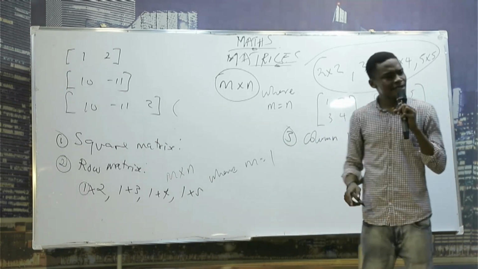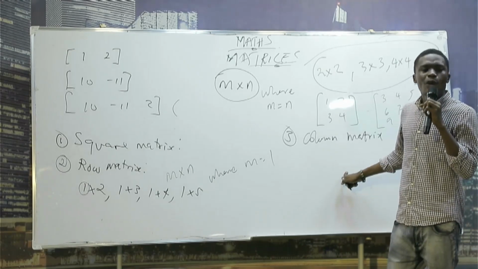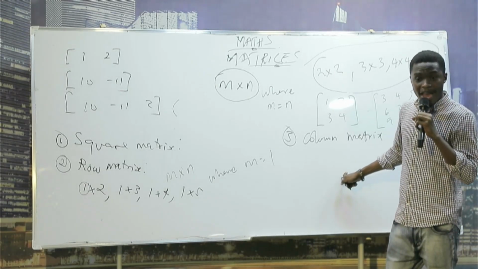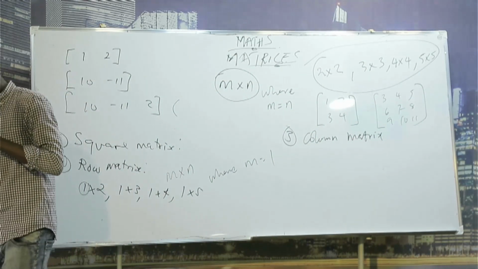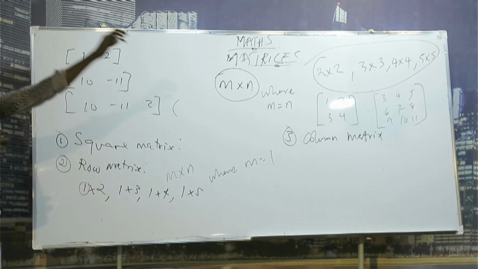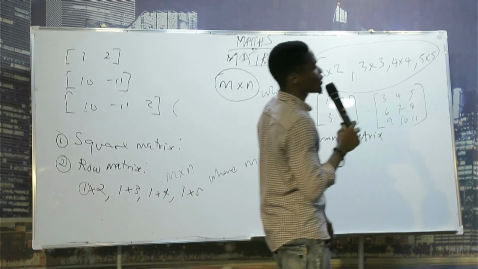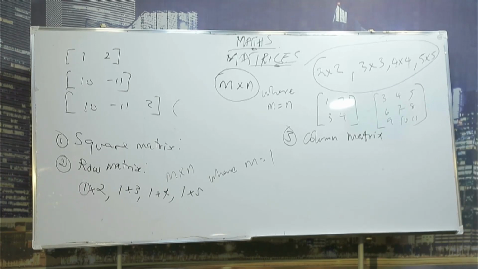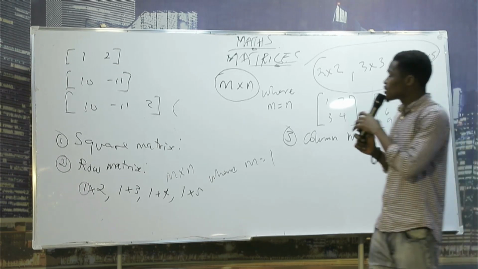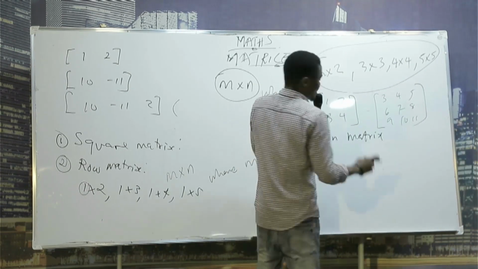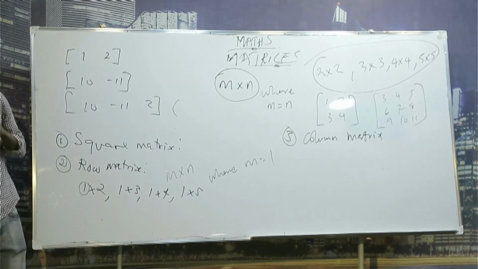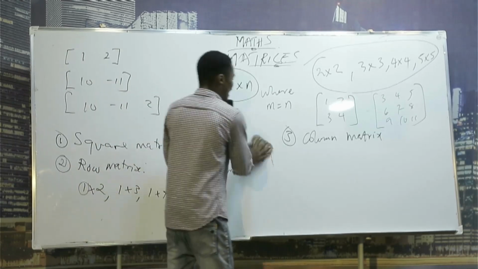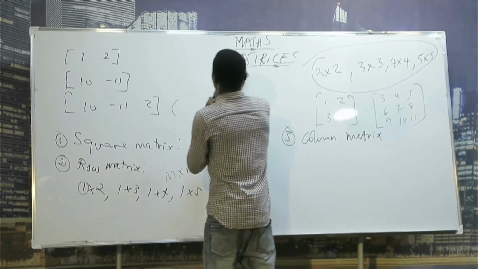From what I told you about row matrix, can you tell me what this one will be? The one that has only what? One column. Okay, let's write it down. It is a matrix which has only one column, but can have several rows.